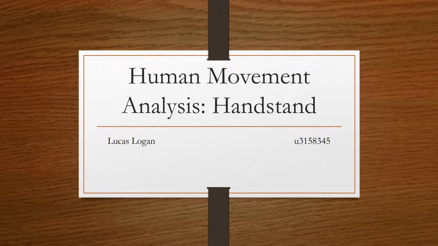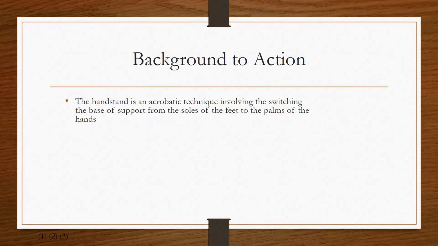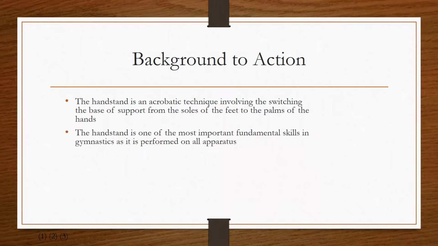For my human movement analysis, I have chosen to analyze a handstand. The handstand is an acrobatic technique involving the switching of the base of support from the soles of the feet to the palms of the hands. It is a fundamental skill performed in a variety of sports such as gymnastics, circus, diving, and dance.